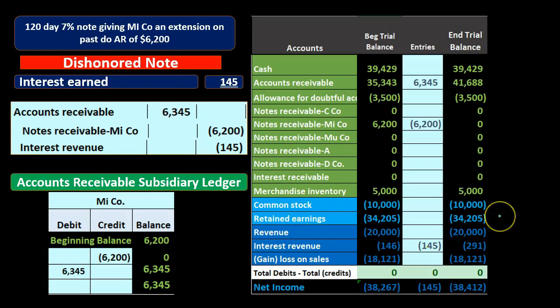Once again, if we see all of the accounts, we can see that there is an effect on net income. Even though we didn't get paid cash, it's going up by the interest revenue recorded here. Remember, this is the income statement part. So we had 20,000 revenue plus this 145 increasing, and this gain down here for revenue. We're not showing any expenses right now because it's a simplified financial statement, so we don't have any expenses at this time.